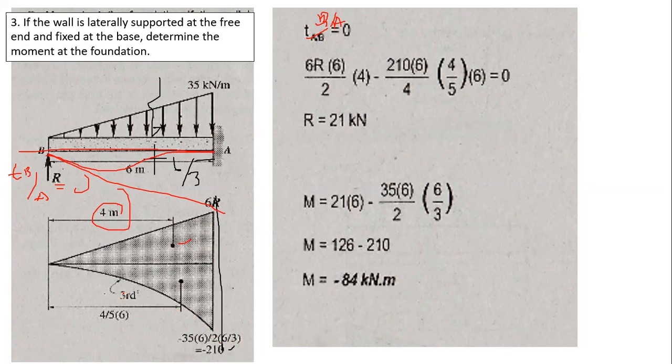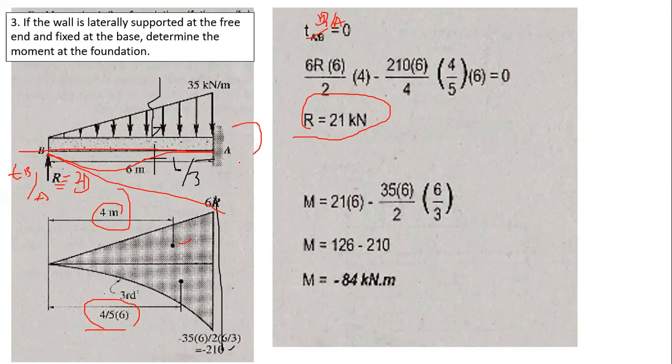If this third degree, the area becomes 1/4. And then the centroid coming from here is 4/5. The same din sa problem natin earlier. Then we can compute R. If R is equal to 21, ito is 21, then it's easy for us now to compute the moment at the fixed end support.